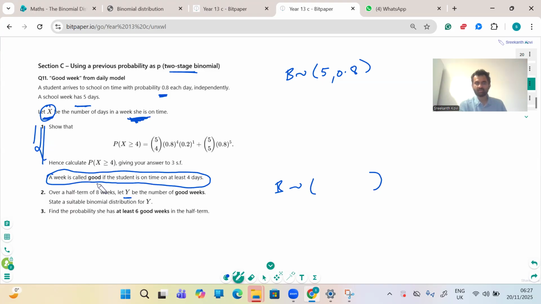A week is called good if the student is on time at least 4 days. So the success is the student being on time. If the student is successful at least 4 times, the moment you see at least 4, probability of X greater than or equal to 4. In order to say that is a good week, the student should be present at least 4 days. So probability X is greater than or equal to 4. You use the calculator for that.